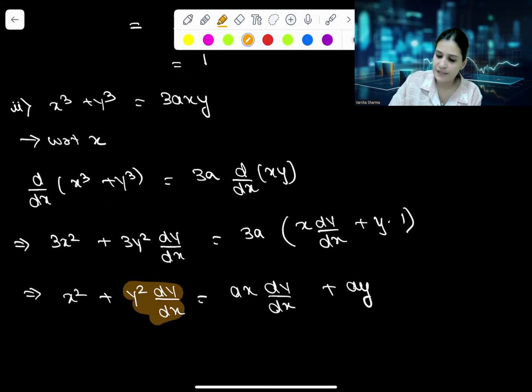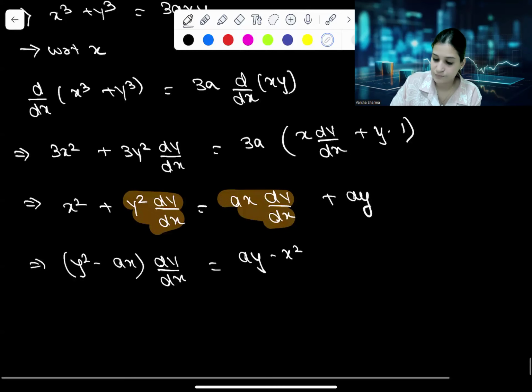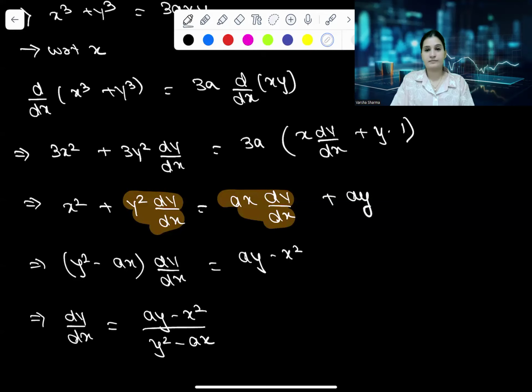Bringing dy by dx on one side, y square minus ax equals ay minus x square. So dy by dx equals ay minus x square over y square minus ax.